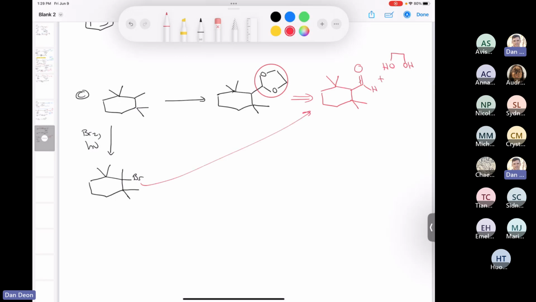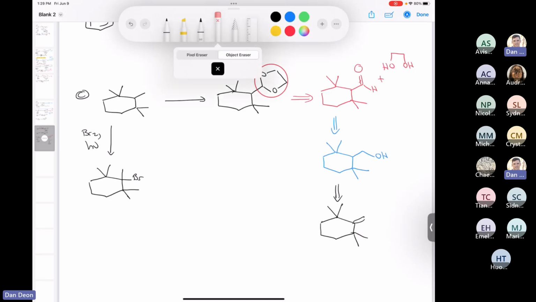So then the question is, well, how do we get from here to here? Well, we know that there's no change to the carbon skeleton here, so it must come from an alcohol, right? It would have to come from the primary alcohol. And then the primary alcohol could come from the alkene, the exocyclic alkene. So exocyclic is just a fancy word for the double bond comes off of the ring. I'll fix it up here. That's a little prettier like that.